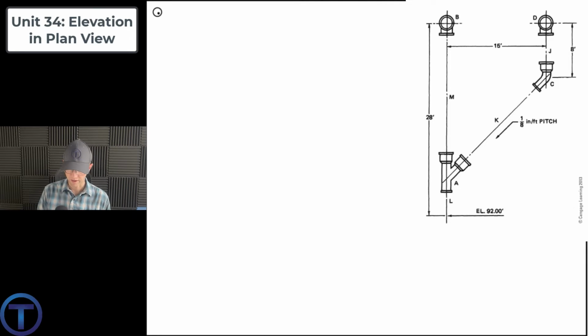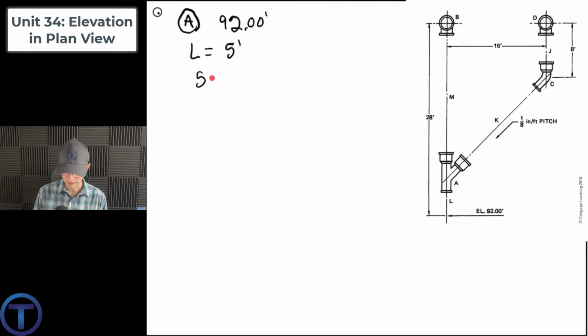All right, let's start with our calculation for the elevation. That's A. A is the point at the Y. It comes from our starting elevation, which was 92. That's going to be important information for us, 92.00. And it's going to come up from there a certain distance. Now we calculated that L is going to equal 5 feet. And we know that our grade is 1/8 inch per foot. So if we take 5 times 1/8, that's going to give us 5/8 of an inch.